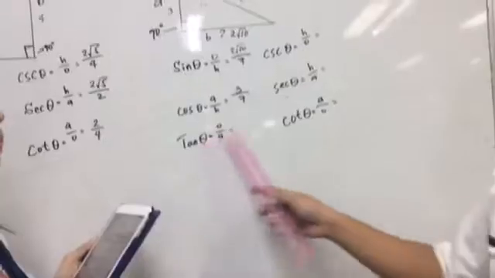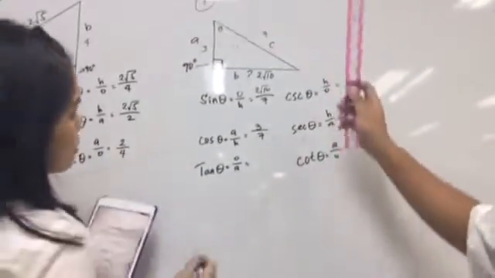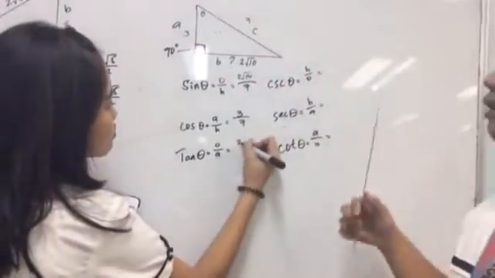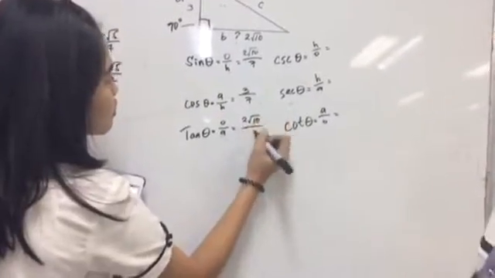Then for the tangent is opposite over adjacent. The opposite is 2 square root of 10 over the adjacent 3.